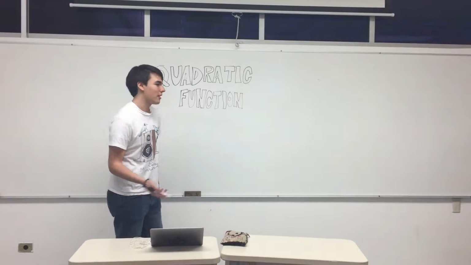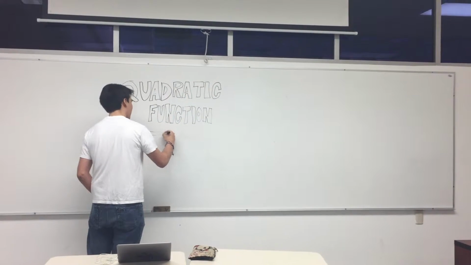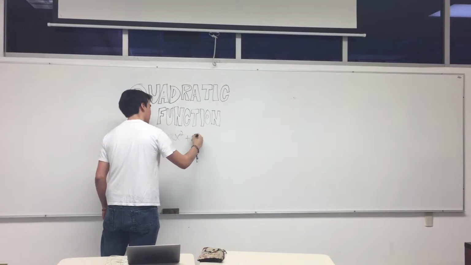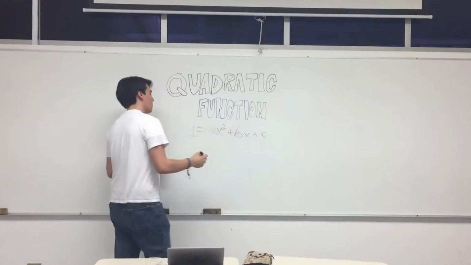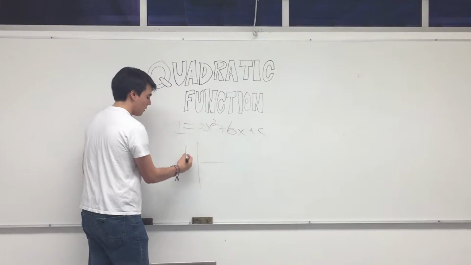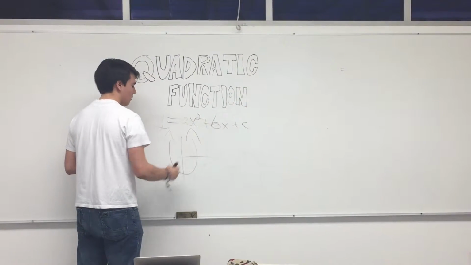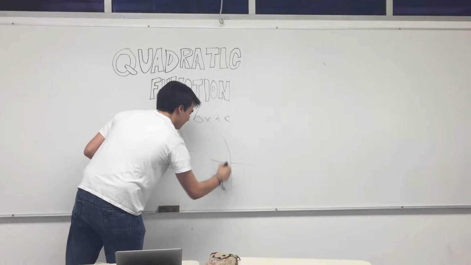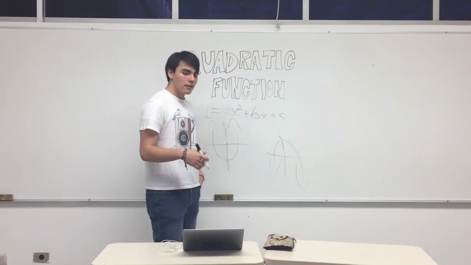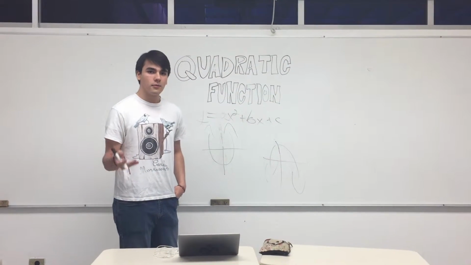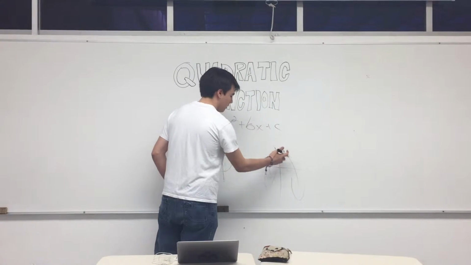Now, what's a quadratic function? A quadratic function could be represented by y equals ax squared plus bx plus c. The graph of the quadratic function is a U-shaped parabola that can go upward or downward. All parabolas are symmetric with respect to a line called the axis of symmetry. This is directly linked with a vertex, which could be the lowest point of the parabola or the highest point of the parabola.